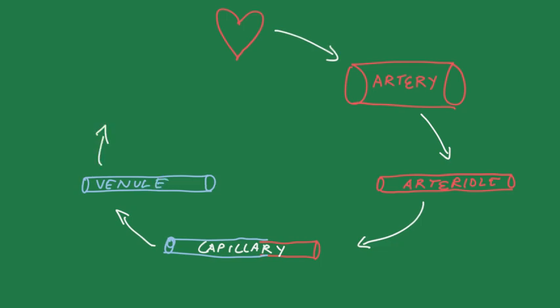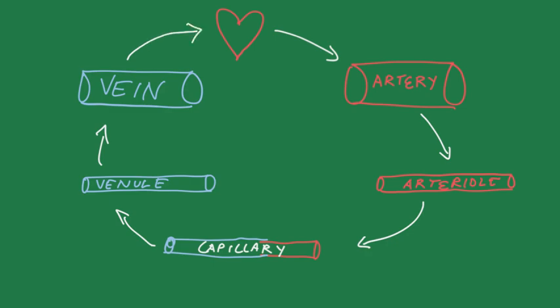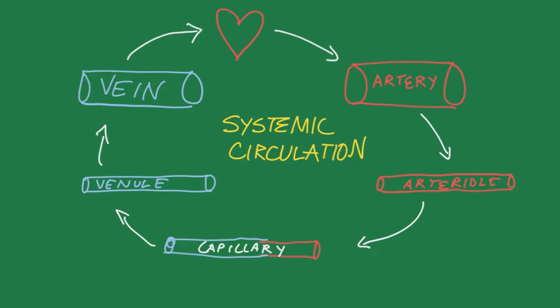From the venules, blood flows into increasingly larger veins until they reach the vena cava, which finally brings the blood back to the heart. We know this is a systemic circulation because the blood leaving the heart is oxygenated and the blood entering the heart is deoxygenated. If we are dealing with a pulmonary circulation, it would be the opposite. The blood leaving the heart would be deoxygenated and the blood returning to the heart would be oxygenated.